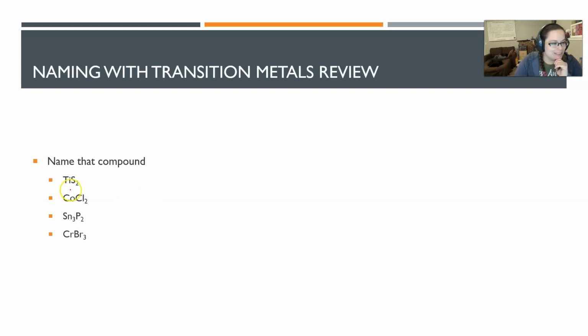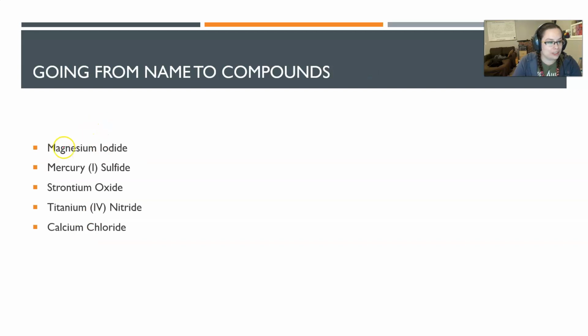This first one is titanium 4 sulfide, because each sulfide is 2 minus or -2. This one is cobalt 2 chloride. This would be tin 2 phosphide, and this would be chromium 3 bromide. We also practice going the other direction.